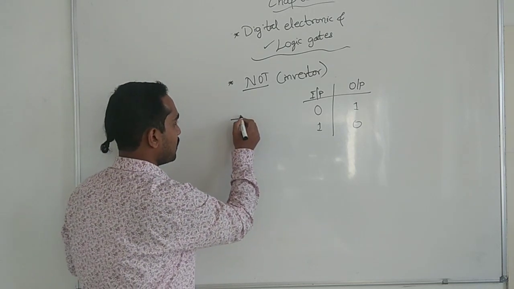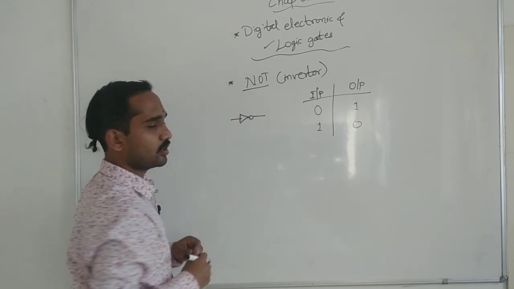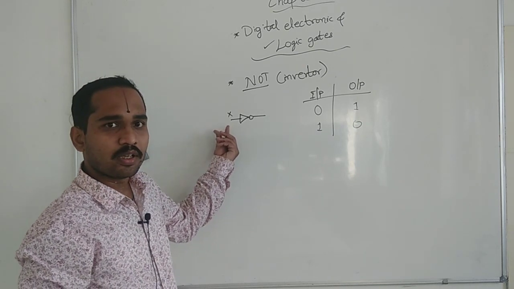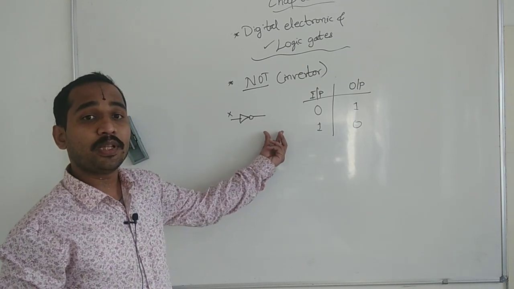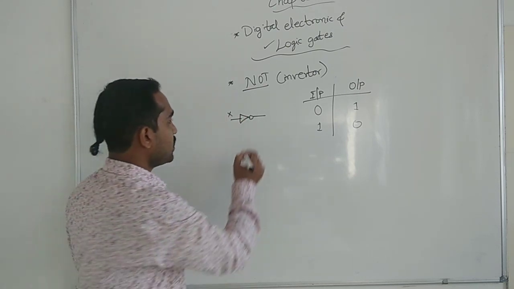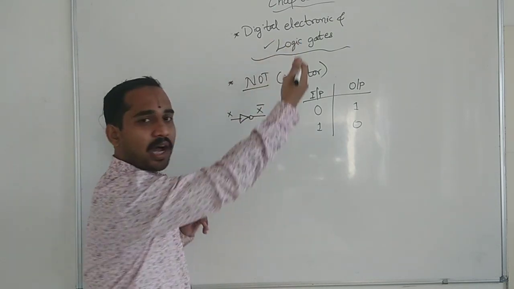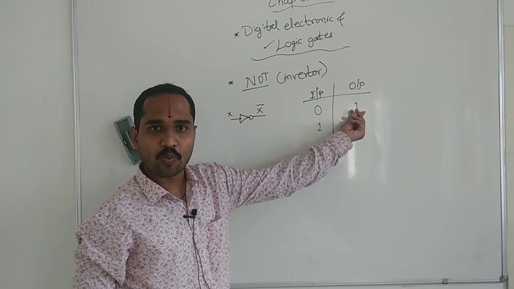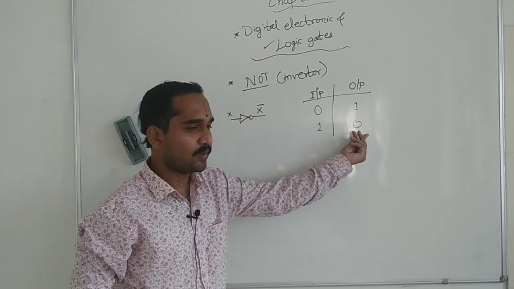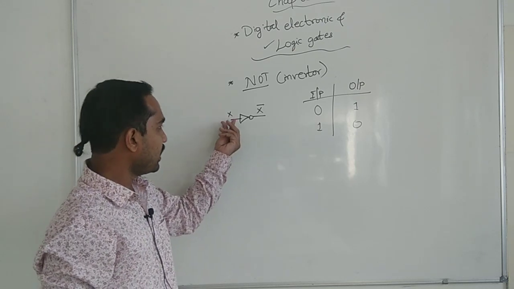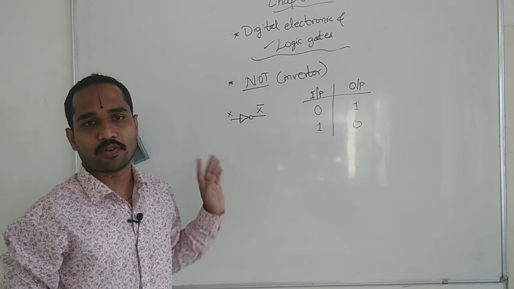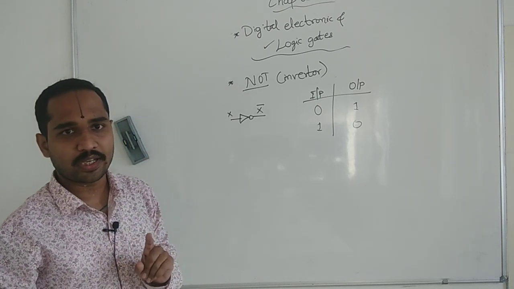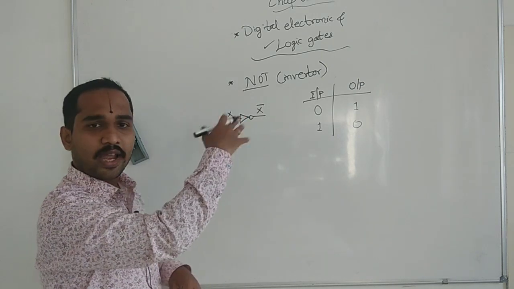Please remember the symbol. This is the NOT gate. If X is the input, what will be the output? The reverse of this, denoted as X bar. I think you have studied it in maths. If your X is 1, your X bar will be 0. Whatever input you give, the output you get is the reverse of it. This logic gate is called the NOT gate. Please pause the video here and note this.